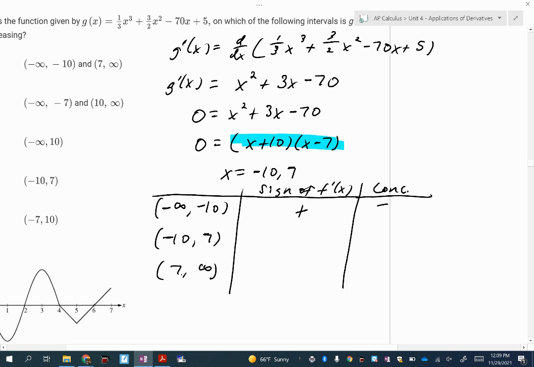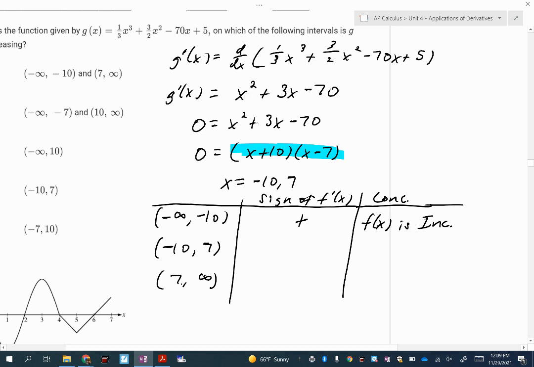Let me write that out so that way if you're just reading this, f of x is increasing. If I plug in 0 for the next one, I get a positive times a negative, which is a negative. So f of x is decreasing. If I plug in 8 or any number you want that's greater than 7, you'll get a positive times a positive, which is a positive. So f of x is increasing.